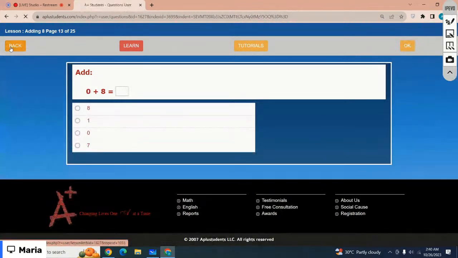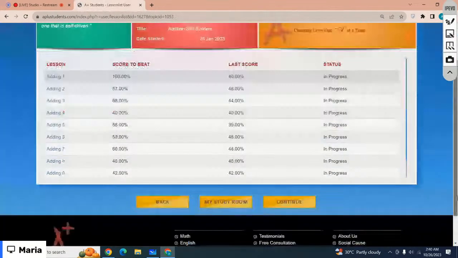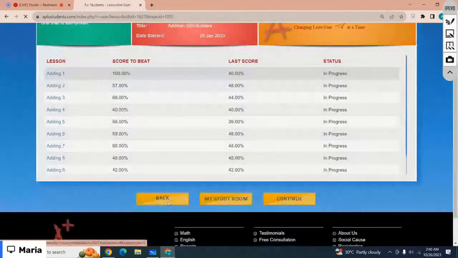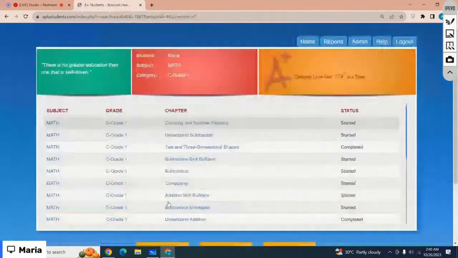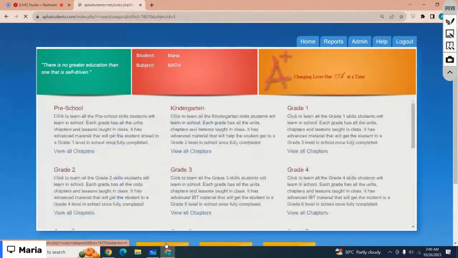The lesson we're working on is addition skill builders, and today we have covered the lessons adding 5, adding 6, adding 7, and adding 8. So please make sure before the next session you complete all the practice questions for the lessons we did today. This is your homework until the next session, right?